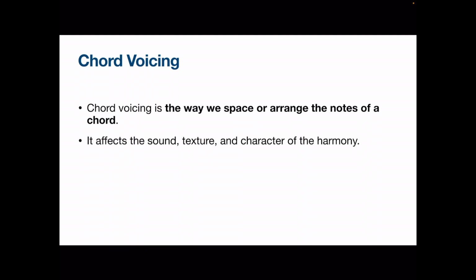This is called chord voicing, and that is the way we space or arrange the notes of a chord. A chord includes both triads and seventh chords, and we can even expand upon seventh chords. So we can have not just 3 or 4 notes, but 5, 6, 7 notes, and when they're played together, we can call them a chord. Chord voicings affect the sound, the texture, the character of the harmony.